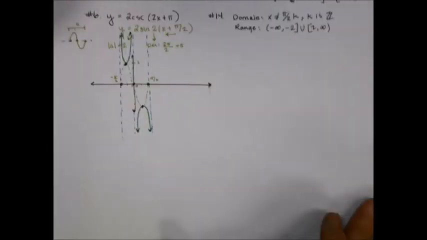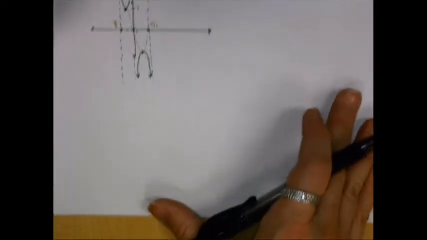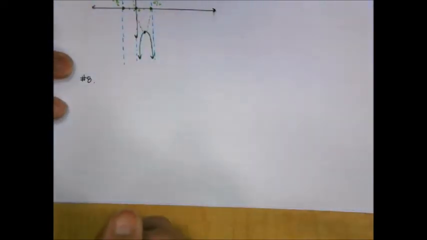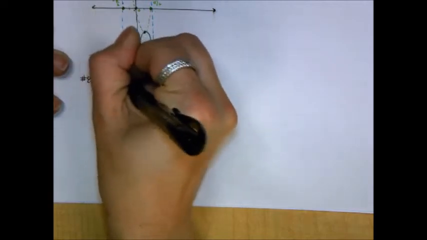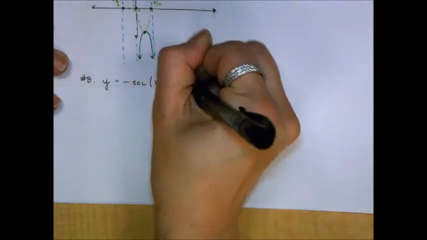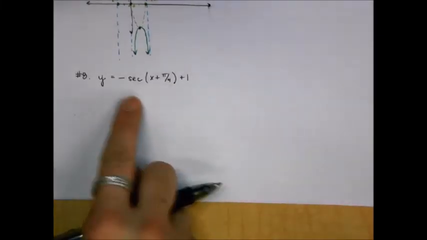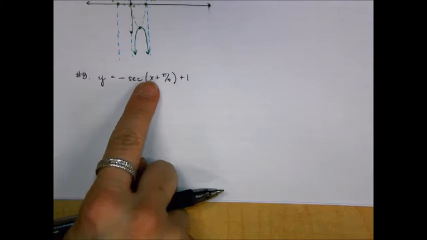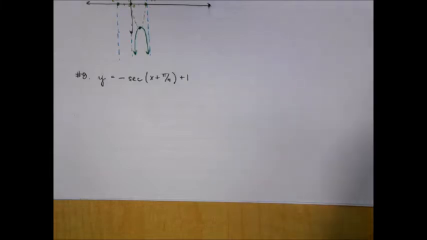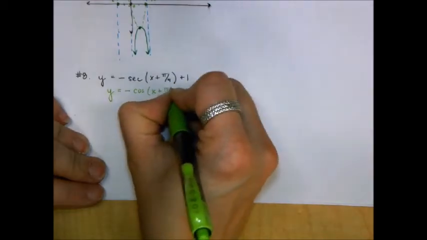All right. So we're going to move down to number 8. So this is a secant graph. And so, of course, we're going to start by sketching cosine. There's no b value to factor out here. So we can go ahead and check on our translation here. Negative cosine of x plus pi over 4, plus 1. So we want to translate left pi over 4 and up 1 unit.